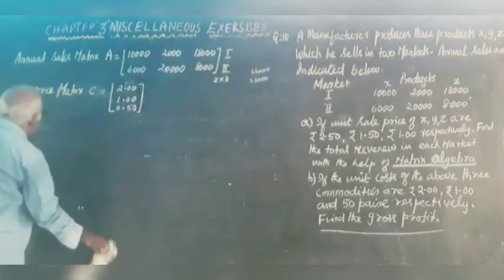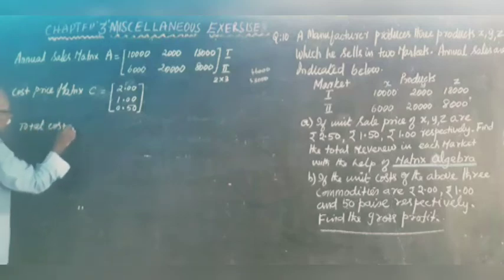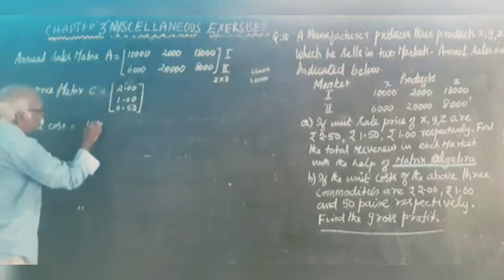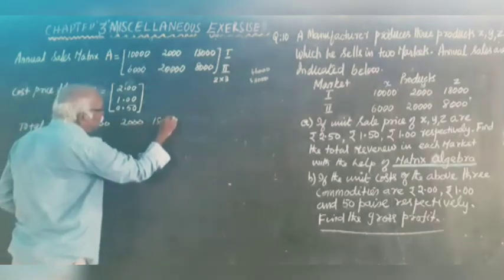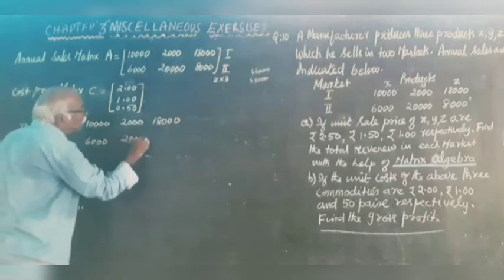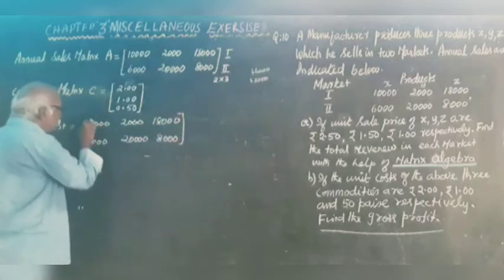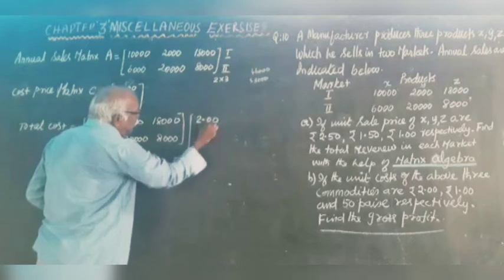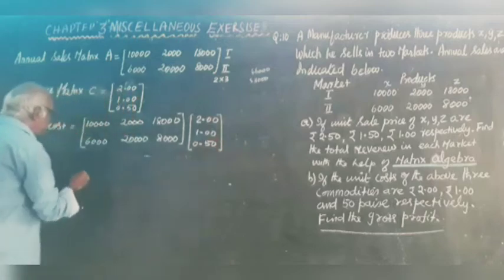Now we have to find what is the total cost. Total cost is equal to A into C. A is 10,000, 2,000, 18,000, 6,000, 20,000, 8,000, into cost price matrix. Cost price matrix is 2 rupees, 1 rupee, 0.5 rupees. Multiply.